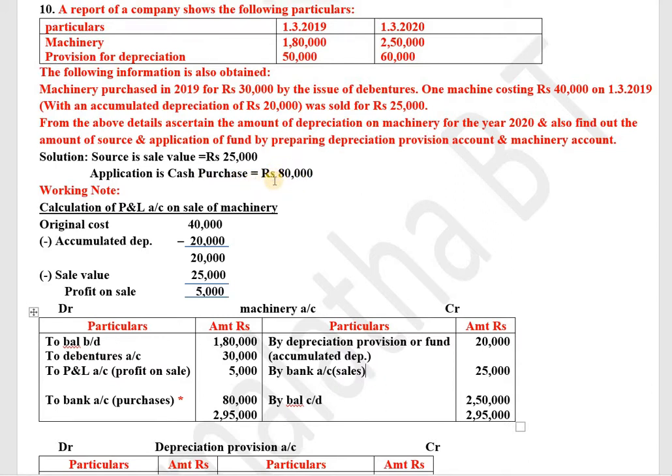Whatever they have asked, we have prepared, and we got the answer also. They have asked for the source. We have got the source. They have asked for the application. We have got the application amount of 80,000. Now, but still the problem is not complete because they have asked us to prepare the depreciation provision account and the machinery account. Now the machinery account has been done.